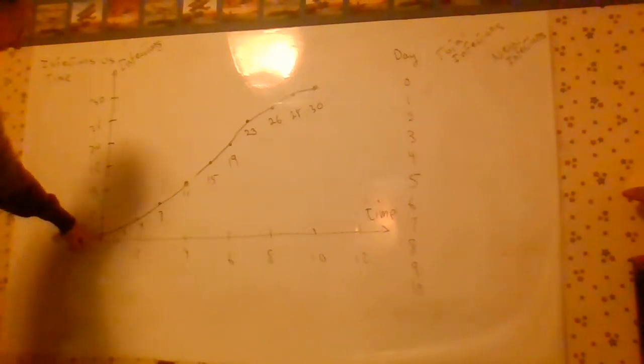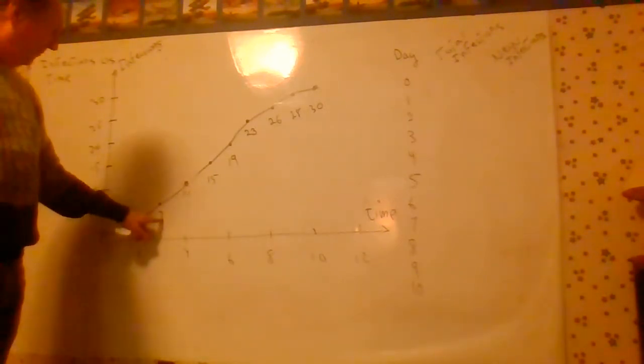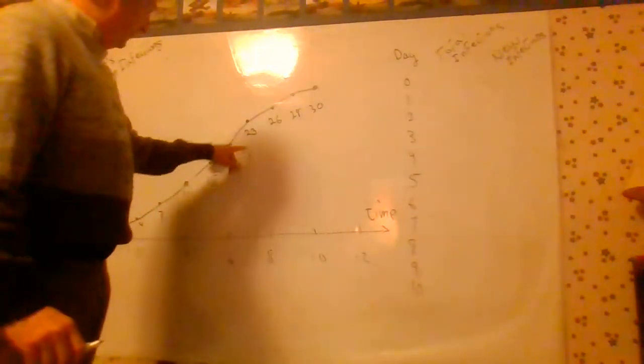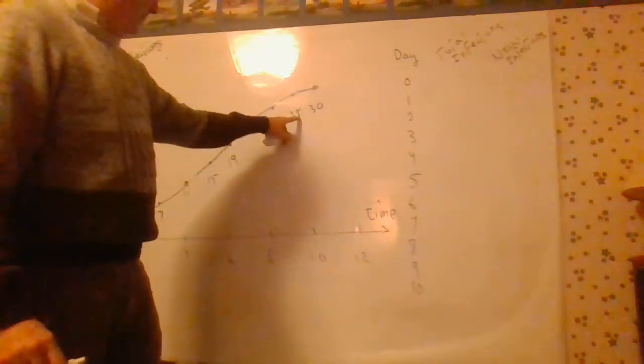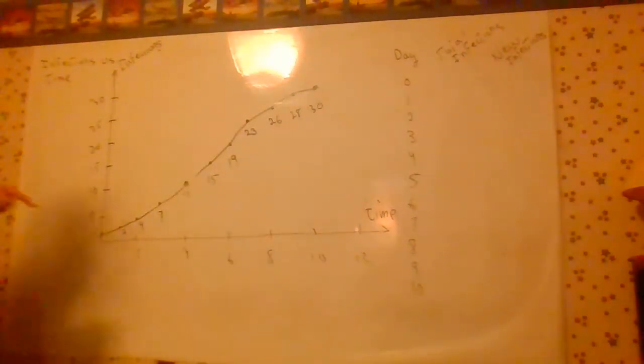Well, in this case, we have time equals 0, we have 1 infection, time equals 1, 2 infections, time equals 2, 4, 7, 11, 15, 19, 23, 26, 28, and 30. Those are the total number of infections. We can just copy that into our chart.